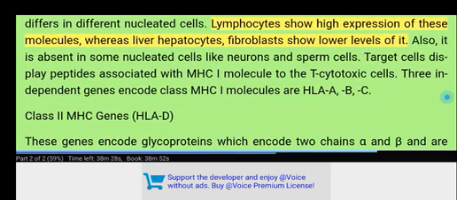Lymphocytes show high expression of these molecules, whereas liver hepatocytes and fibroblasts show lower levels of it. Also, it is absent in some nucleated cells like neurons and sperm cells. Target cells display peptides associated with MHC I molecules to the T cytotoxic cells. 3 independent genes encode class MHC I molecules, or HLA-A, B, C.